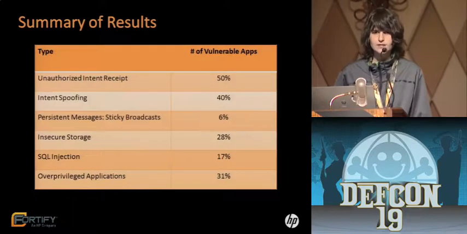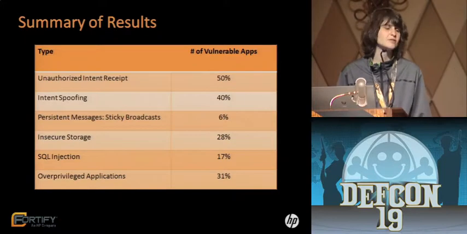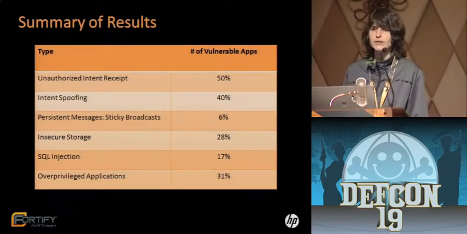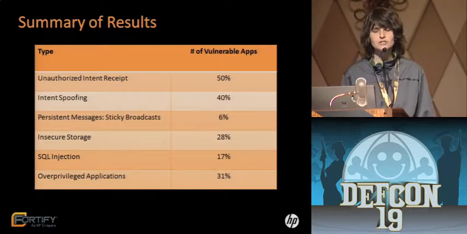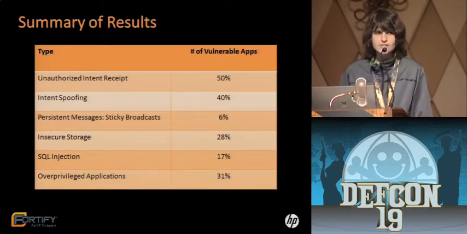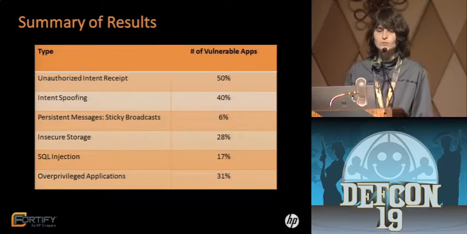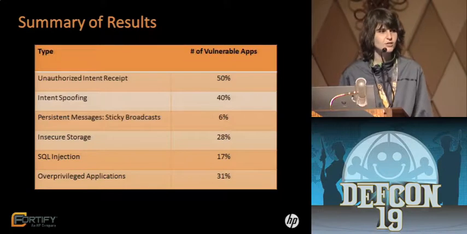Few words about empirical results. So now that we talked about the 7 security mistakes that we think people can make writing Android applications, you're probably wondering, are these mistakes actually real? Do they happen in real applications? And this table should convince you that they are indeed real.